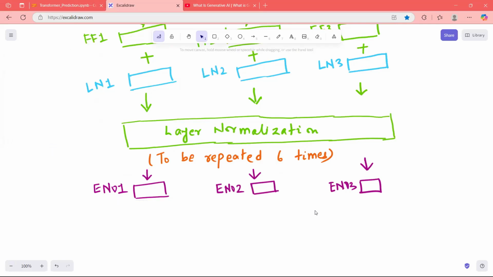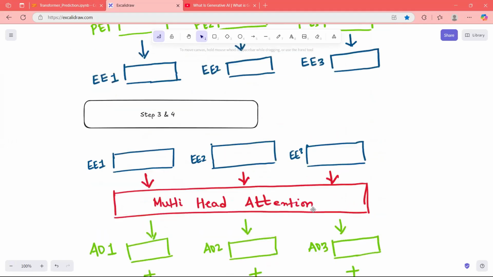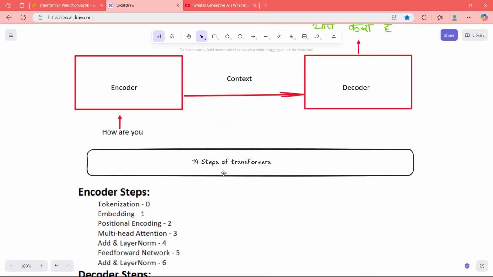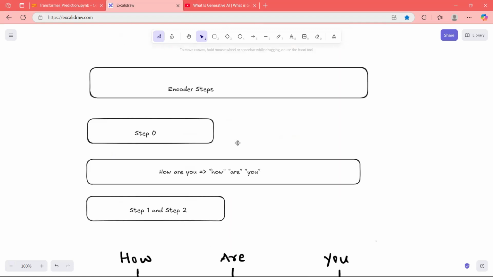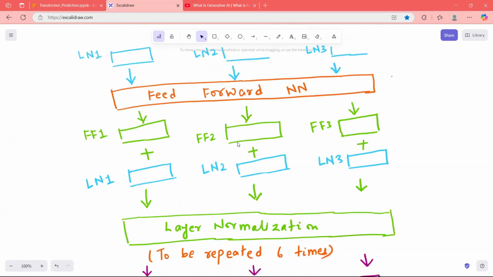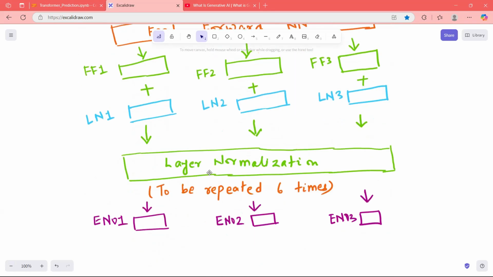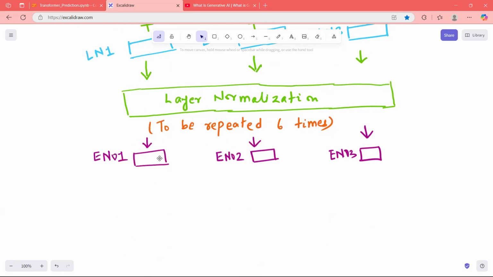encoder output 1, encoder output 2, encoder output 3. Remember this? Encoder, how many steps are we covering? 6 steps. Tokenization, embedding, positional encoding, multi-head attention, add and norm, feed forward, add and norm again. That is what we have done here. Okay. Finally, what you will have is the encoder's first token output, second token output, third token output. And this is what will go to the decoder now.